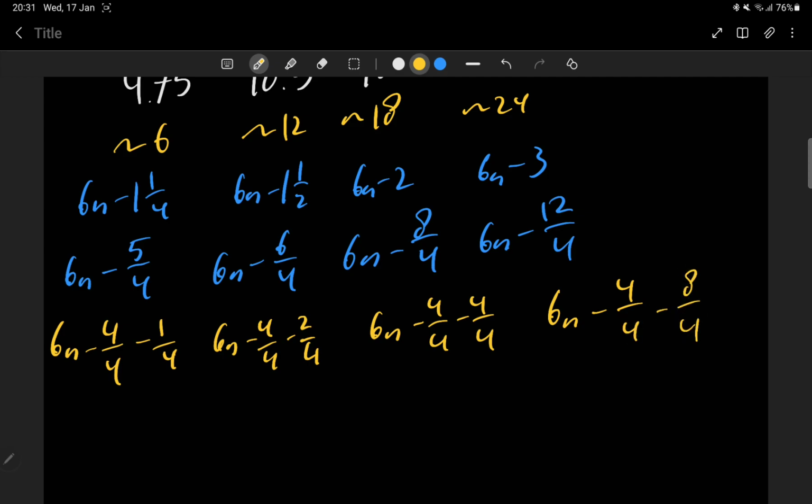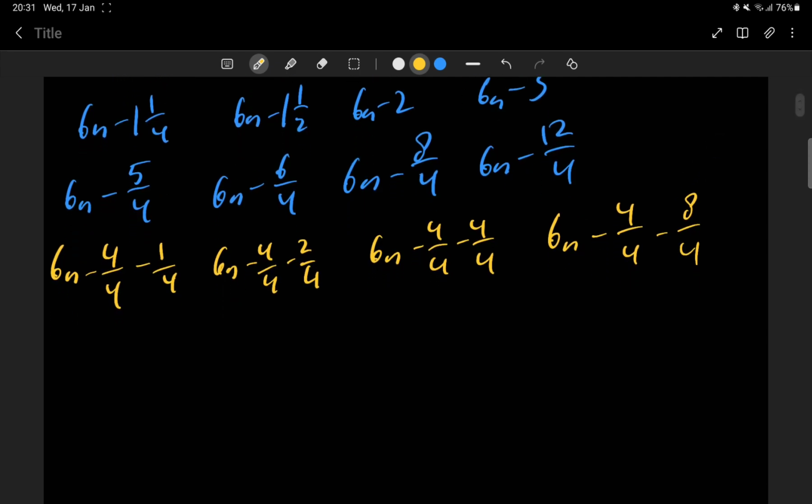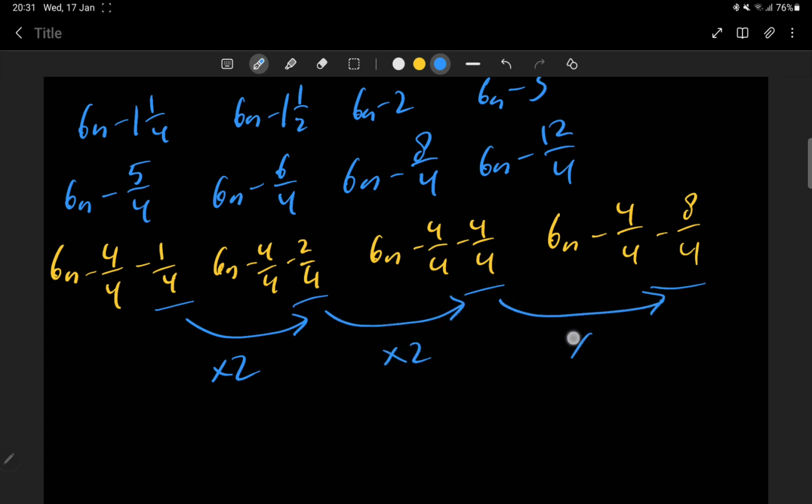So now we get to something pretty close, close to being your final answer. What we want to do here is we want to see again what's different between all of them, right? So we have a minus 1 over 4, minus 2 over 4, minus 4 over 4, and minus 8 over 4. So what we are doing here is multiplying by 2, multiplying by 2, multiplying by 2.